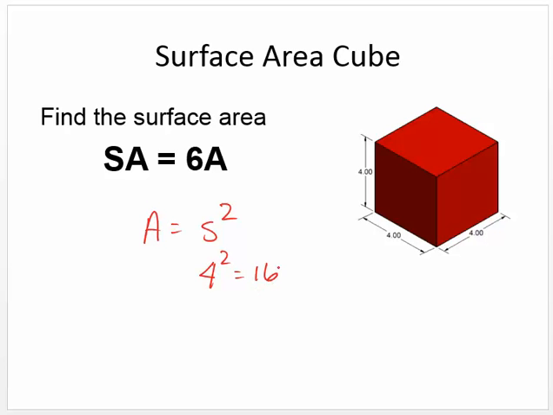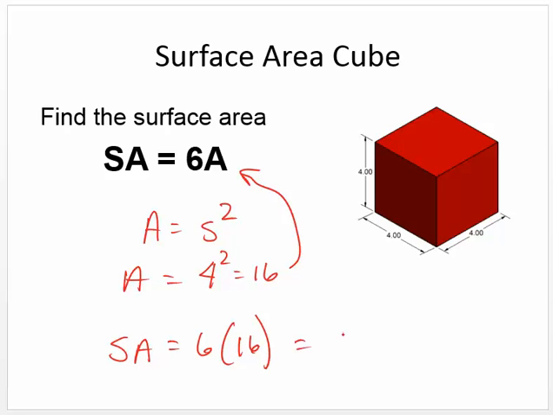which is 16. So now that's what A is equal to, so I'm going to plug that up here for A, and we can find the surface area then is 6 times 16, which turns out to be 96. If these were all inches, it'd be inches squared because there are 96 square inches around the outside of this cube.